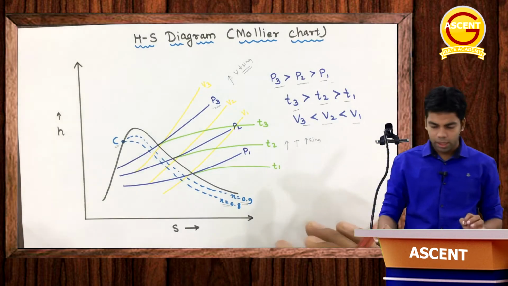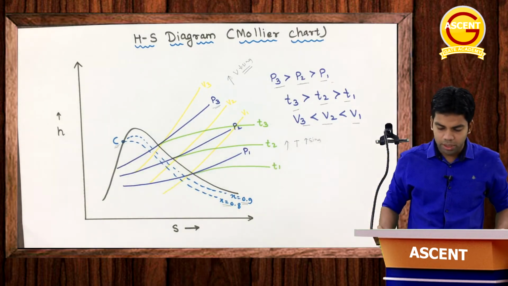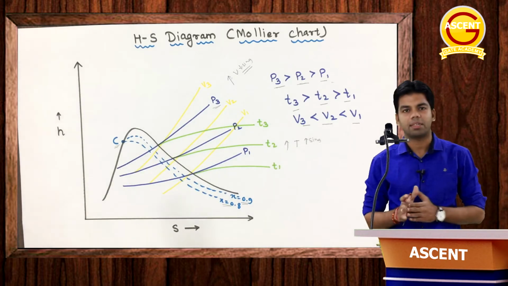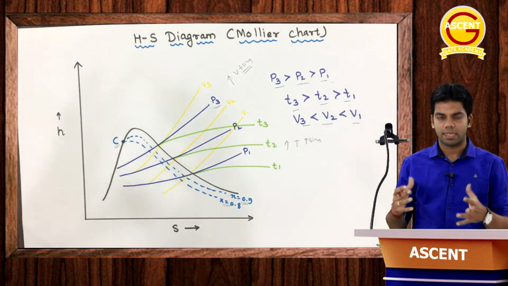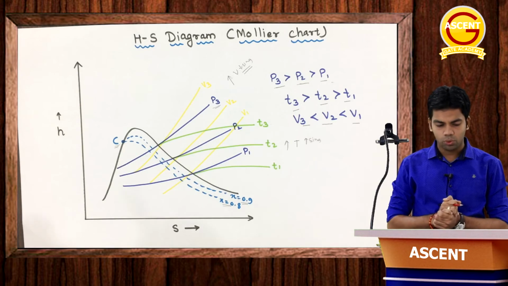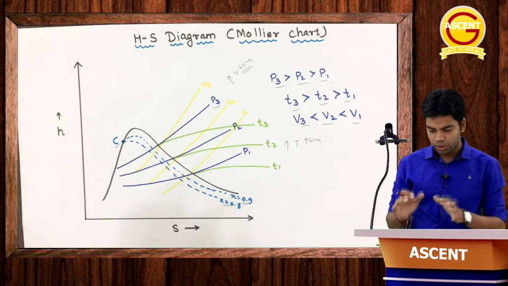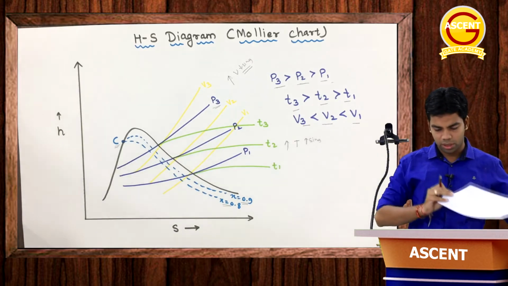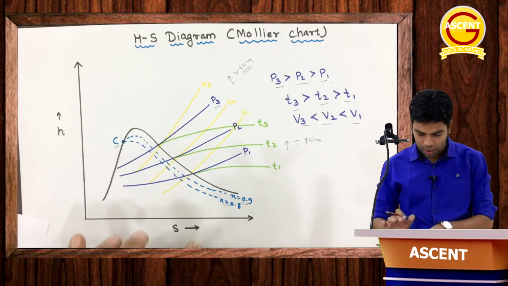Clear or not? Okay, and this, as I told you, is a Mollier chart, and this in fact is very useful for determining different properties at different states. Now I will show you how you can determine different properties. One more thing, before actually getting to the steam table and Mollier chart, I would like to tell you about this diagram.